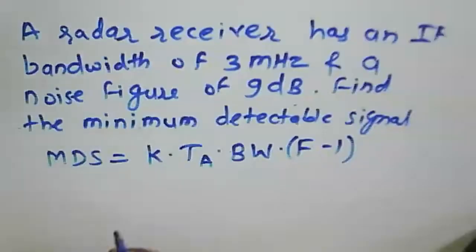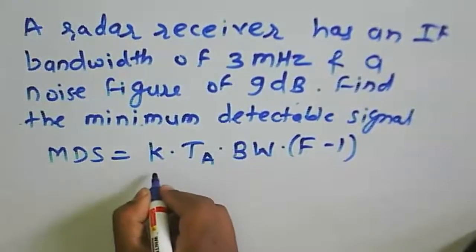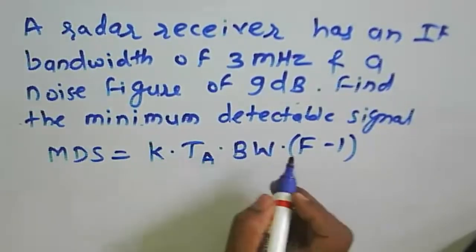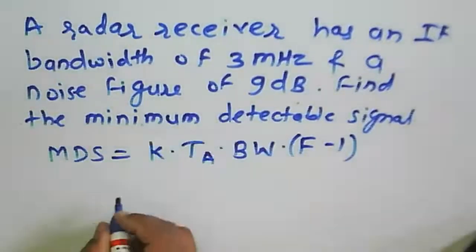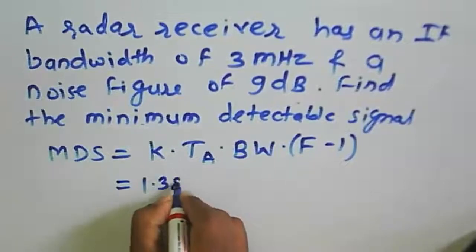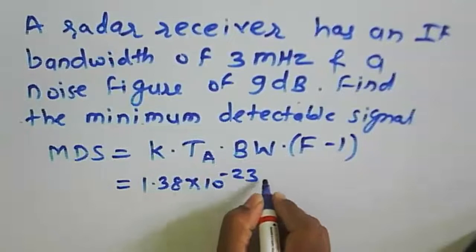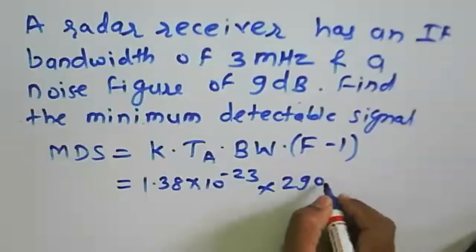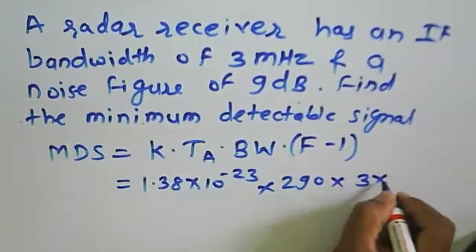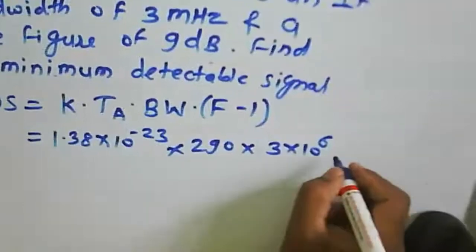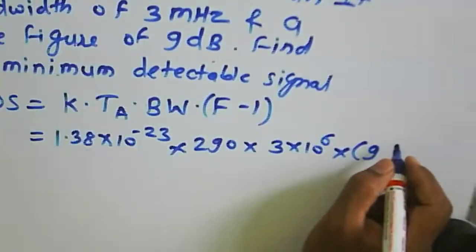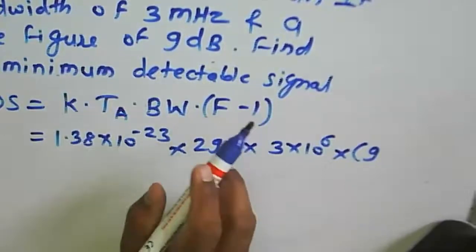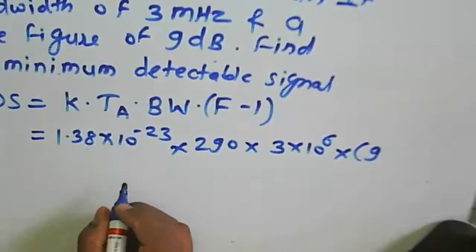So if you know the Boltzmann constant K, then the absolute temperature, that is 290 K, then F, the noise figure, is given, that is 9. So we can write K is Boltzmann's constant 1.38 into 10 to the power minus 23, into temperature 290 Kelvin, into bandwidth 3 megahertz, 10 to the power 6, into F, the 9 dB noise figure. So that dB is to be converted.